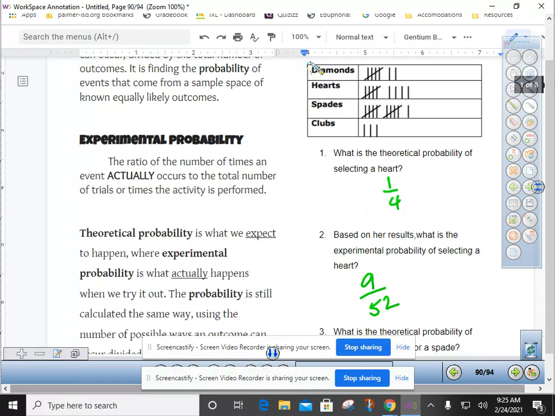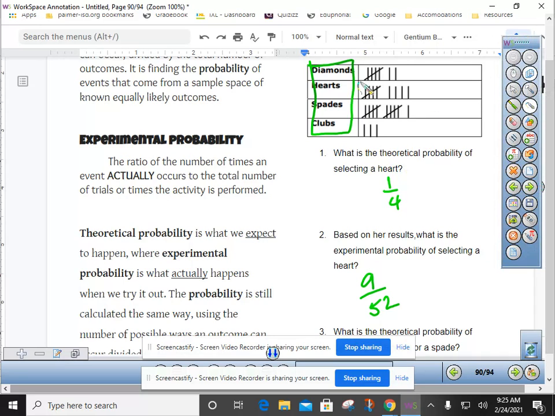I got 1 out of 4 because there are 4 suits, I get that part, and 1 is a heart. But this is the actual experiment. How did you get 13? Because there are 13 hearts in a deck of cards. There are 13 diamonds in a deck of cards. There are 13 spades and 13 clubs. If you simplify 13 over 52, you get 1/4. You with me? That's it.